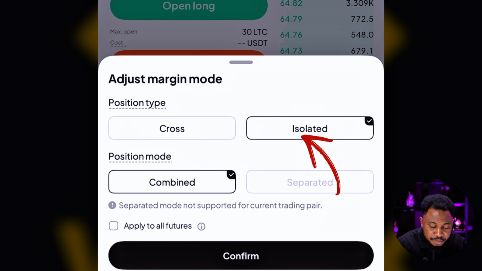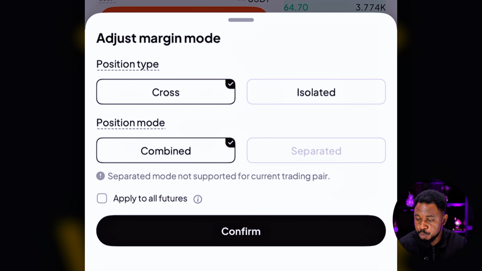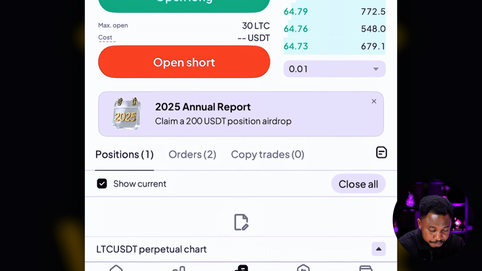Now for isolated, I have $100 in my futures account. Now if I enter the trade with $50 also, and the trade is going against me and I didn't set stop loss, what happens is if the trade keeps going against me to the extent where I lost all my entire $50, my trade will automatically close, saving the $50 left in my futures account. So this is the difference between cross and isolated. So I would always recommend, especially if you don't know how to trade very well, leave it on isolated and click on confirm.